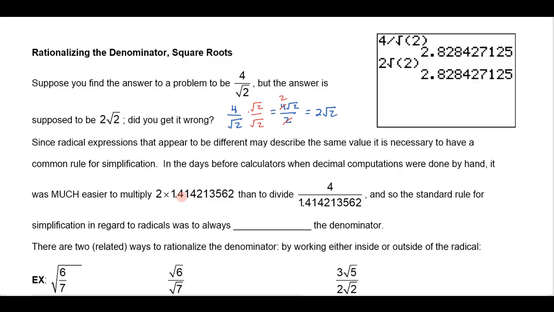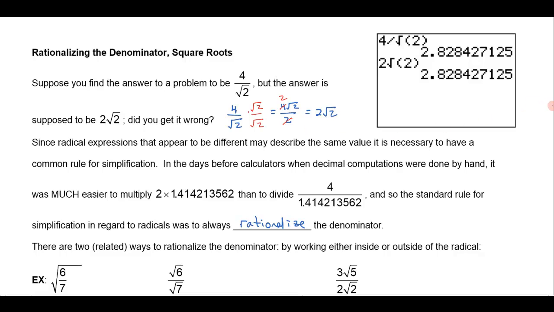This one is much easier, and so the standard rule for simplification in regard to radicals was to always rationalize the denominator. In other words, get rid of this irrational number in the denominator, 4 divided by the square root of 2, and make it a rational number by multiplying as we did right here, and then I get 2 in the denominator, and that's much easier to divide by, or in this case we just cancel it out and it became a simple multiplication problem.